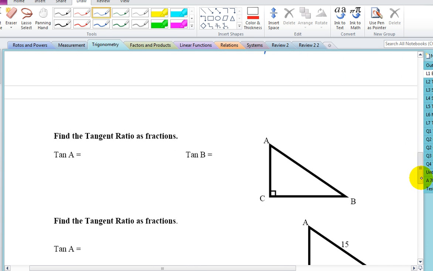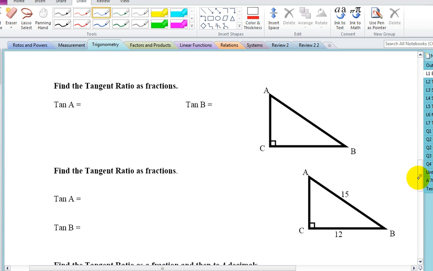Hey, turn it over. Sometimes we're going to ask for just the letters. So tan A equals opposite over adjacent.